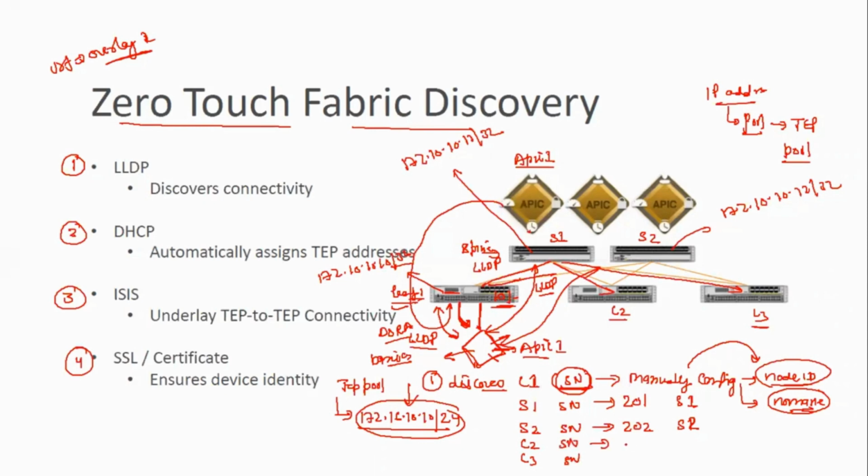Wait. Then again you have to do... sorry. See, between S1 and L2, we need to manually configure the IPs for the physical interfaces. No. Then how will it discover? You physically connect it. It will discover via DHCP. The DORA process happens, right? The S1 will broadcast that I want to have an IP address from the TEP pool. So that broadcast will come to the APIC also. APIC will send the IP.